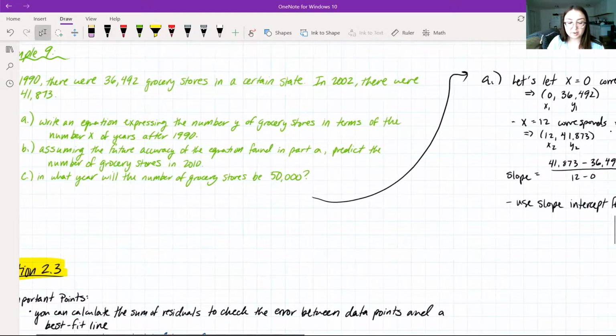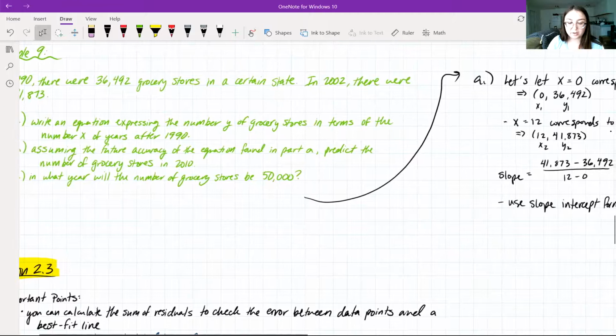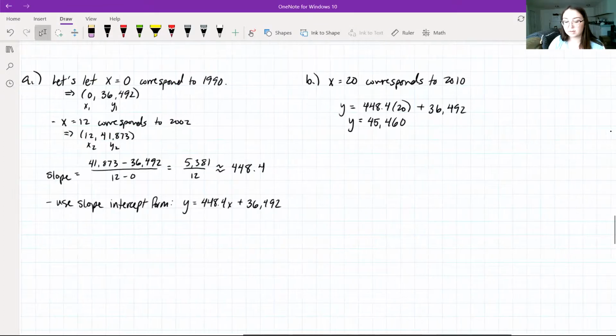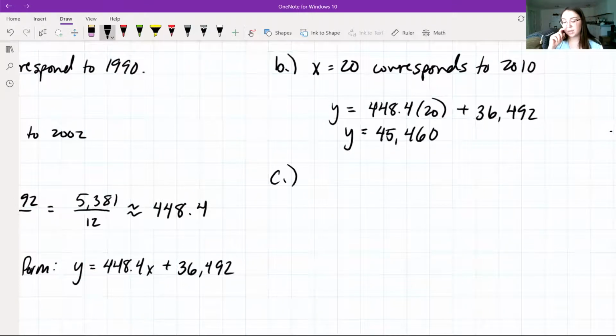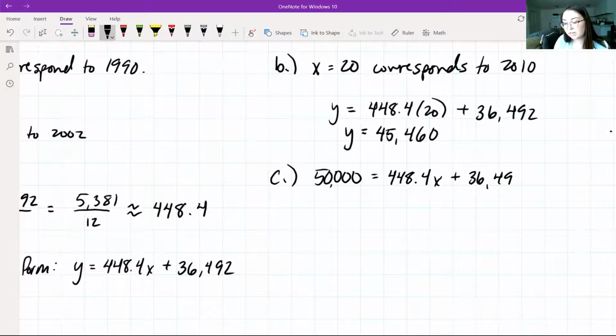Now for our last part, part C, we want to know in what year will the number of grocery stores be 50,000? So in this case, for part C, we want to know when, so we want to know what year, so we're going to be solving for x. And we're setting grocery stores equal to 50,000. So we're going to say 50,000 is equal to 448.4 times x plus 36,492. And we're solving for x in this case.